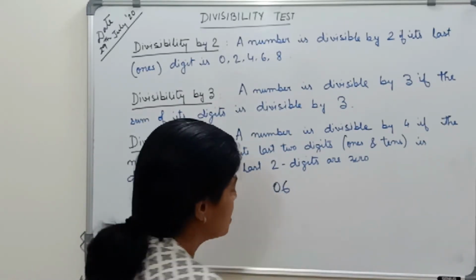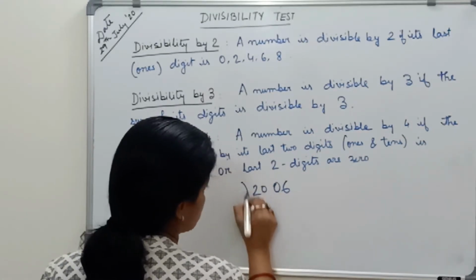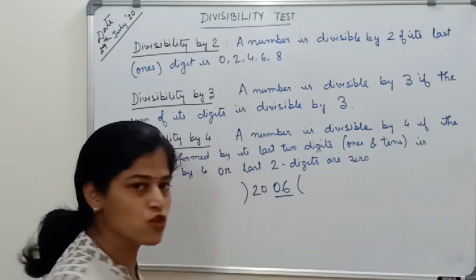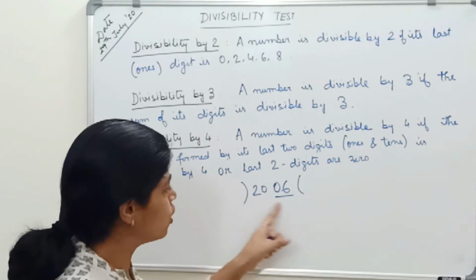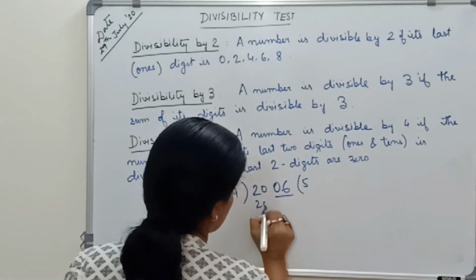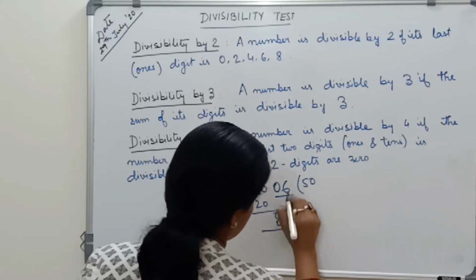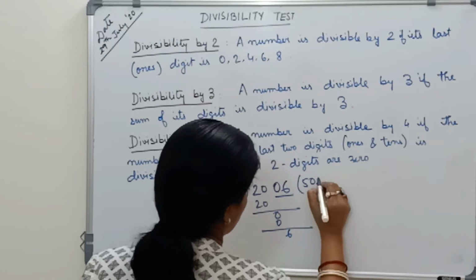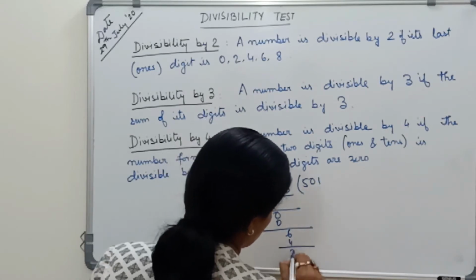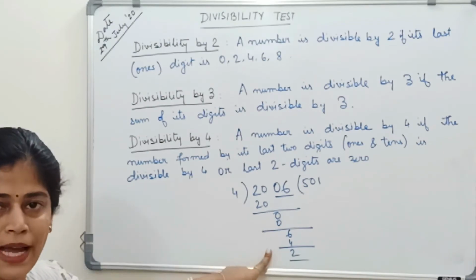0 6. 6 is not divisible by 4. So let us take a number 2006. So this number is not divisible by 4. So this whole number will also not be divisible by 4. 4 fives are 20. Then 0 coming down, not going. Then 6. 4 ones are 4. So 2 is the remainder here. So this is not divisible by 4.